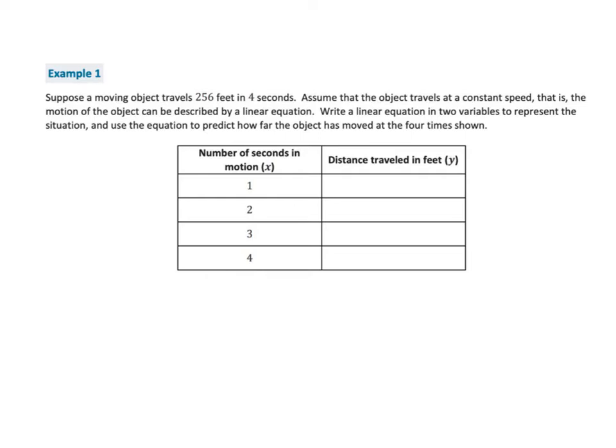So the information that it does give us is that this object travels 256 feet in 4 seconds. So in 4 seconds, we can write that it travels 256 feet. Okay, that's the one that we do know. So we're going to use that information and write an equation in 2 variables, with our x being our seconds, our y being our feet. Okay, so y equals something times x. So remember, to find m, or our constant rate, we do y divided by x.